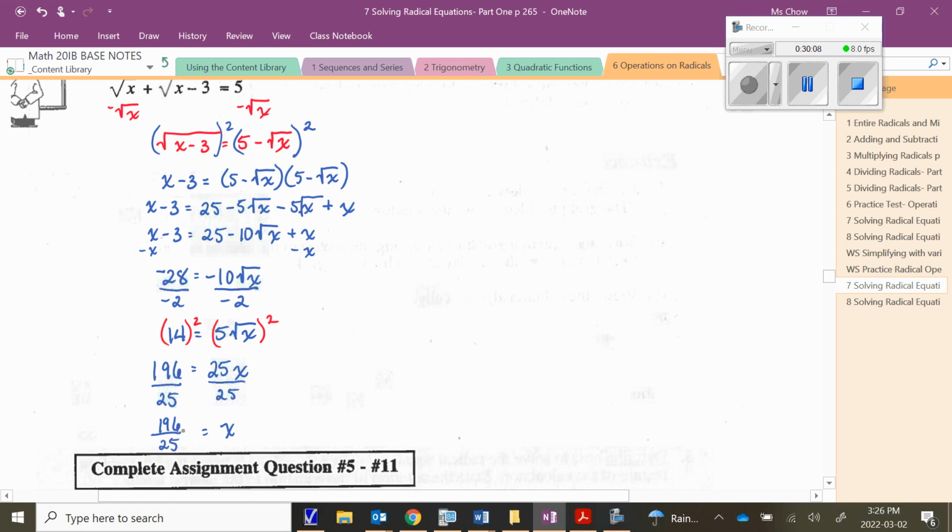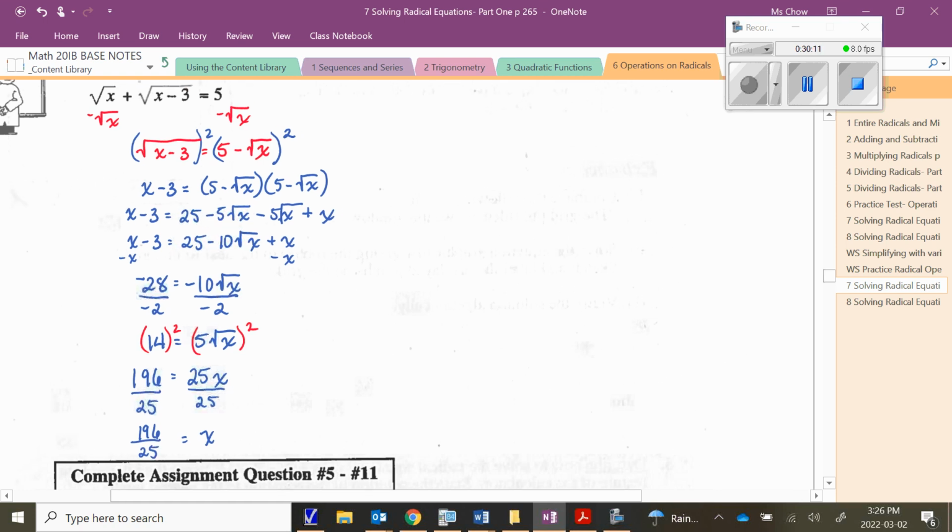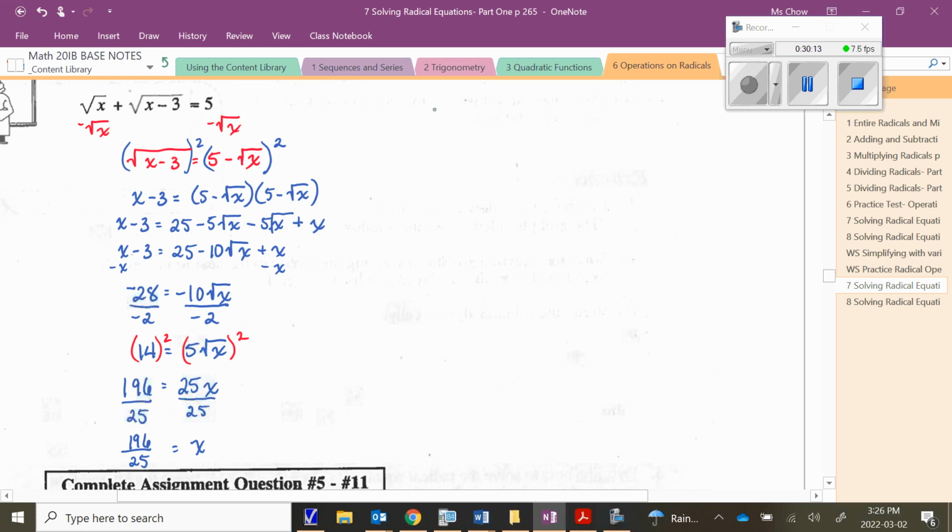Okay, so let's take a look at any restrictions we might have. So x, the first radicand, greater than or equal to 0, no problem there. X minus 3 must also be greater than or equal to 3... rather, greater than or equal to 0. So x is greater than or equal to 3. And since I know that 75 25ths is equal to 3, and 196 is way bigger than 75, then that is also greater than or equal to 3. So it satisfies that piece.